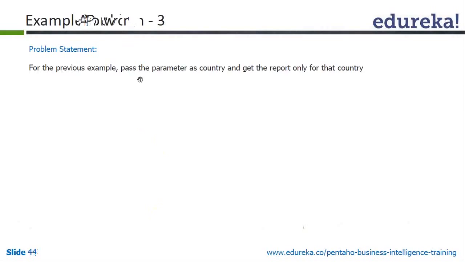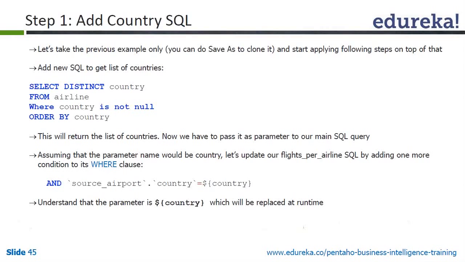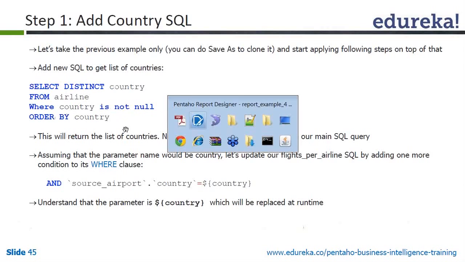Yes, definitely. In Pentaho PRD you can pass free flow text as a parameter, or you can pull the parameter and present it in the form of a drop down. So you will have to refer to the data pane for that. Now for our example, we are going to list down the countries. You are going to pull the countries from the airline table. So this is a simple query: select distinct country from airline where country is not null order by country. So let's go there.